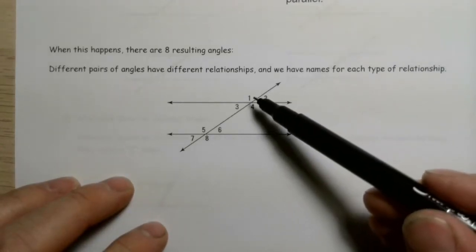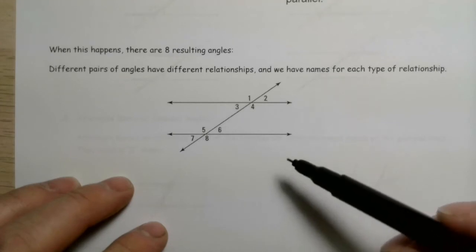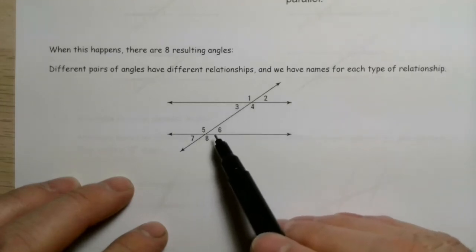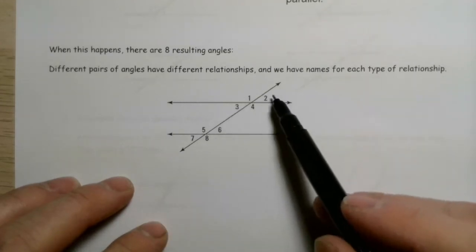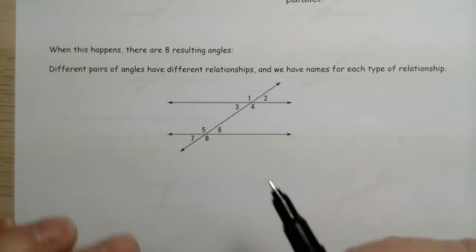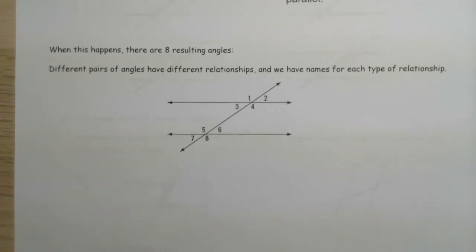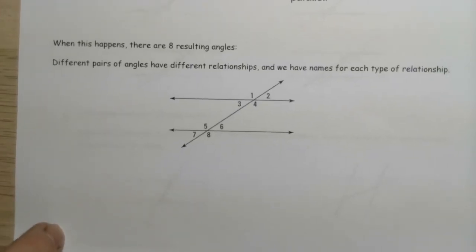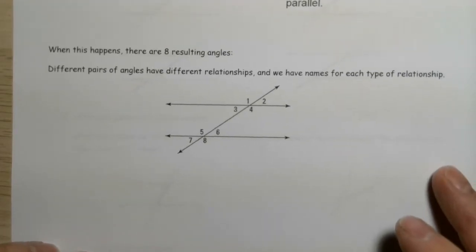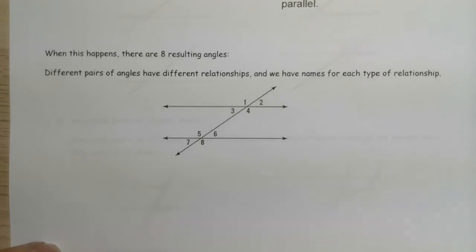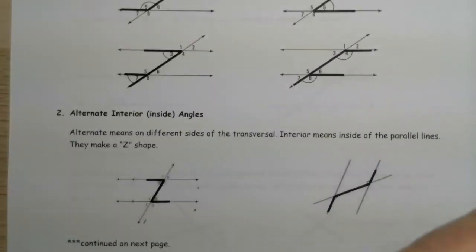You're probably going to notice that 1, 4, 5, and 8 are the big obtuse angles. They're all going to be the same. 2, 3, 6, and 7 are the acute angles. They're all going to be the same. But right now we're going to specifically look at some pairs of angles, give names to the relationships that exist between them, and give a name to the relationship that justifies why they're equal to each other.